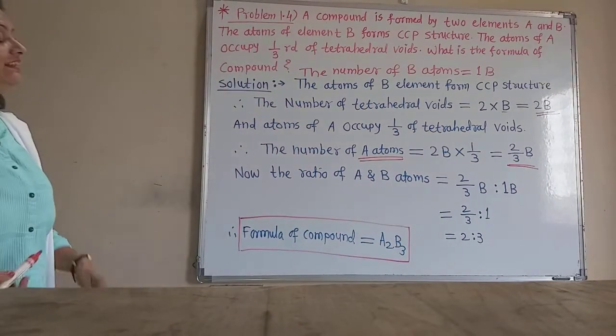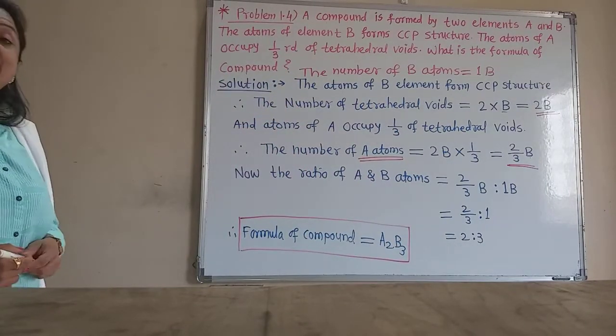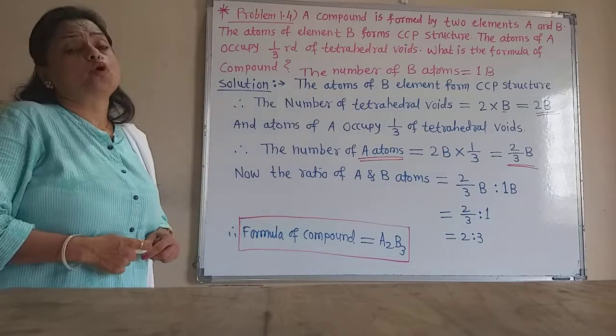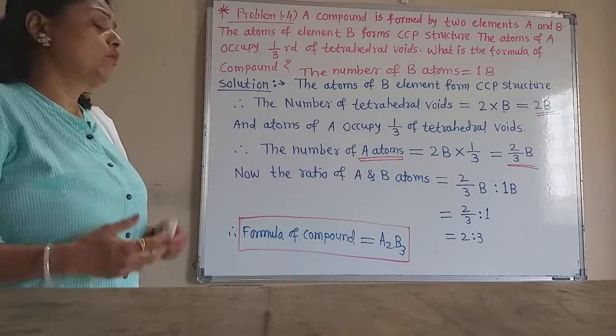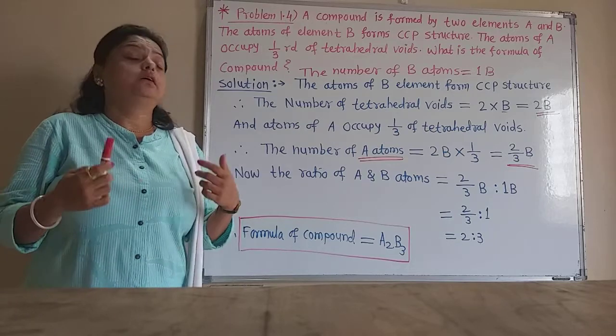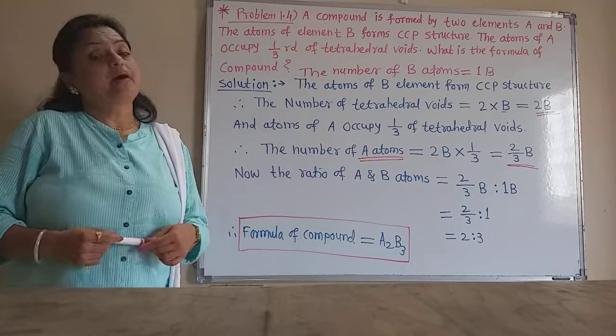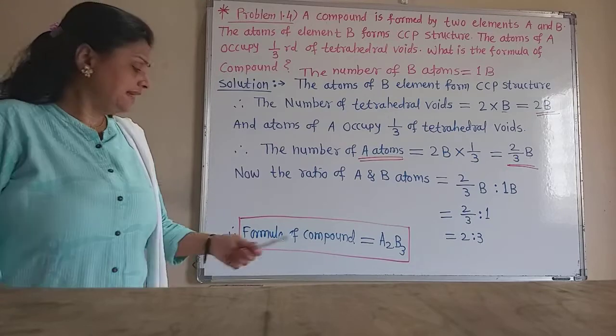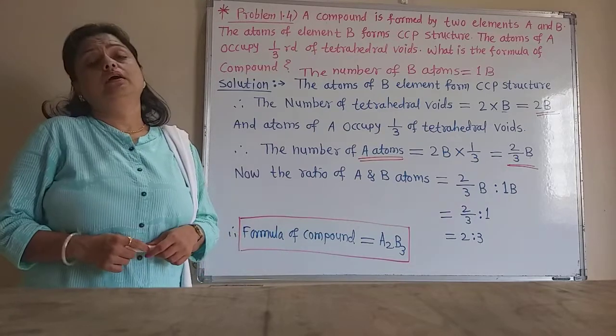Now this is the new problem. In it we can calculate the formula from the number of voids, and by calculating those voids, the number of particles of the two different elements, we can calculate the formula of the compound.